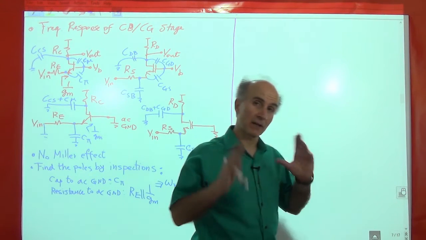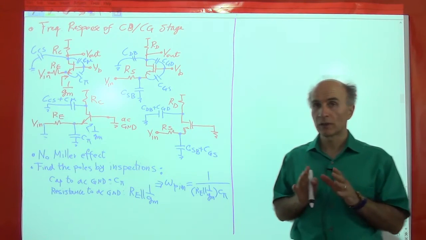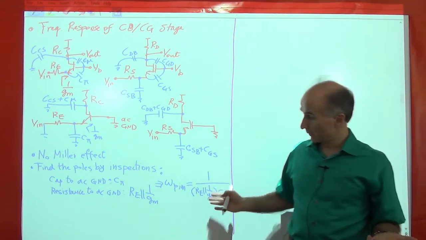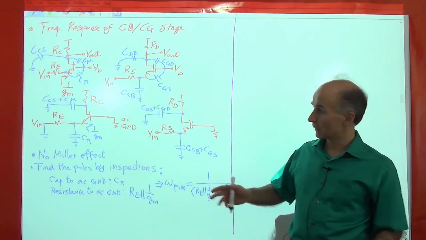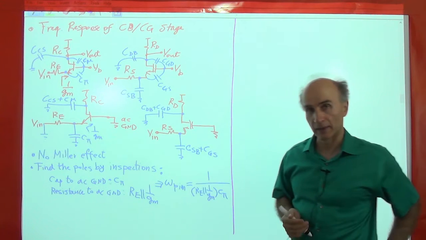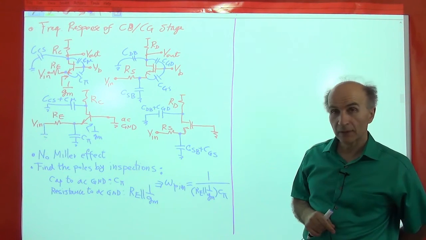So long as we have that notion of associating a pole to every node in the signal path, it's pretty easy, right? We don't even need to draw the small signal model and write KVLs and KCLs. Okay, so that is the input pole.